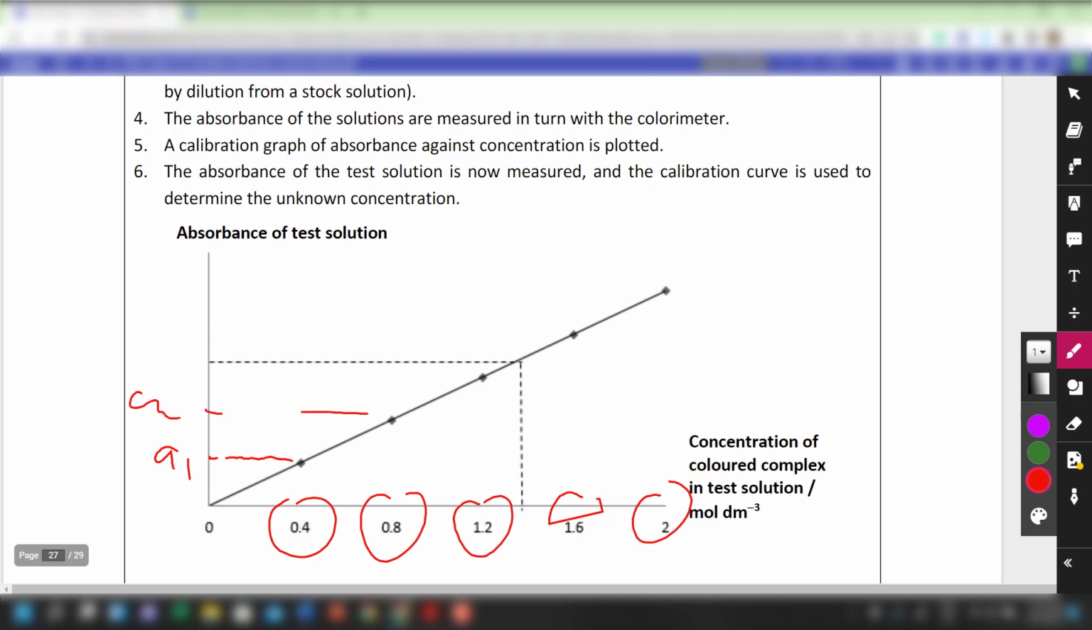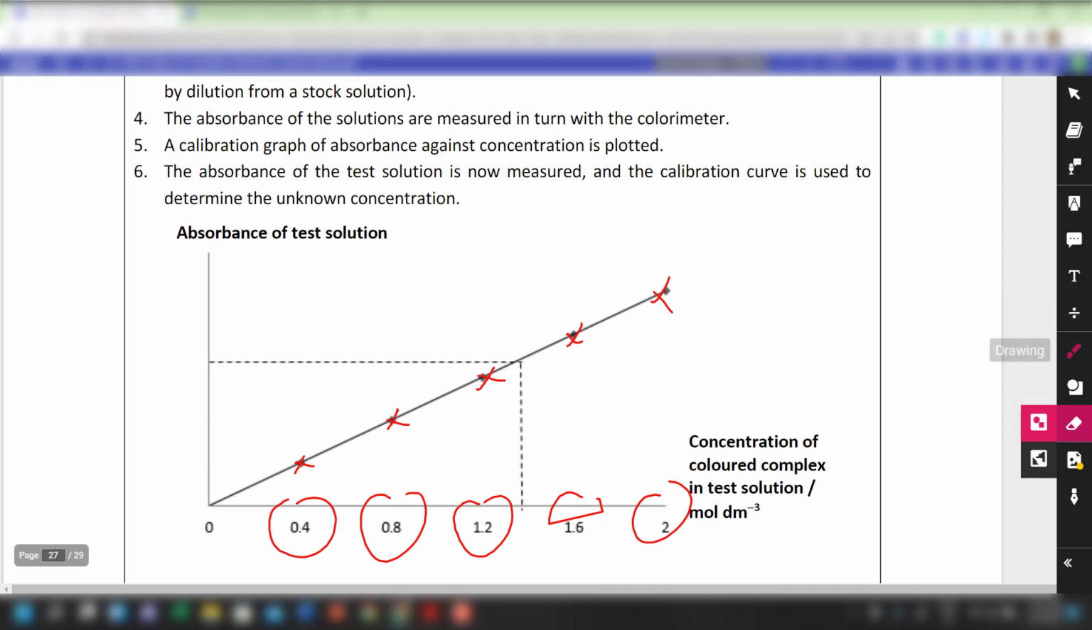Okay, and then after you start to plot these few points, I'm just going to erase this to make it clearer. Then after that I'm going to plot what we call a calibration curve. This is known as a calibration line or calibration curve.